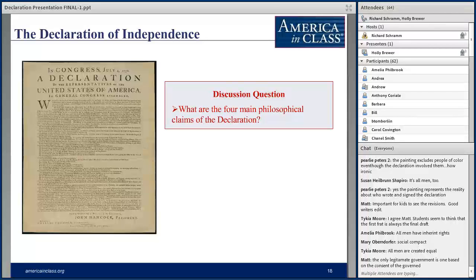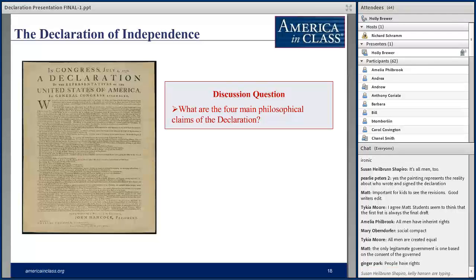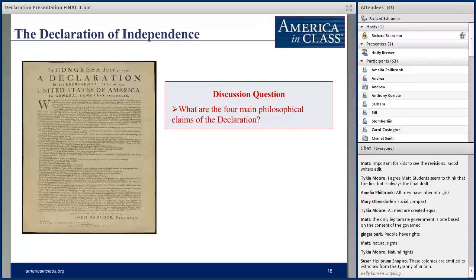Consent of the governed, inherent rights, created equal. Those are 3 crucial ones. There's one really, really important thing that you guys are missing. People have rights. Let's wait. Natural rights. The colonies are entitled to withdraw from the tyranny of Britain. Susan Shapiro got it. These colonies are entitled to withdraw from the tyranny of Britain.